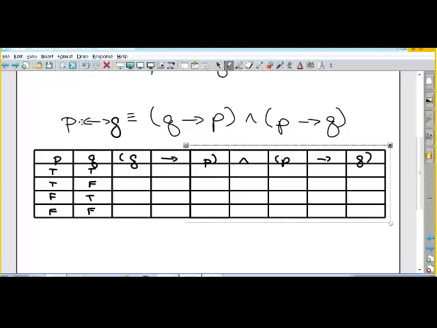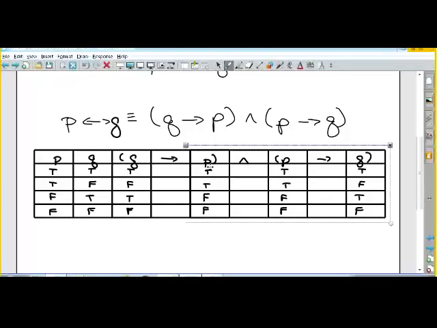The first two columns we fill out with our normal arrangement. A lot of this is just copying stuff down. Once we fill those in, we copy down P and Q in the appropriate columns. So this is the Q column: true, false, true, false. We write the P column, which is true, true, false, false. The P column again, true, true, false, false. And the Q column, true, false, true, false. That's just copying.